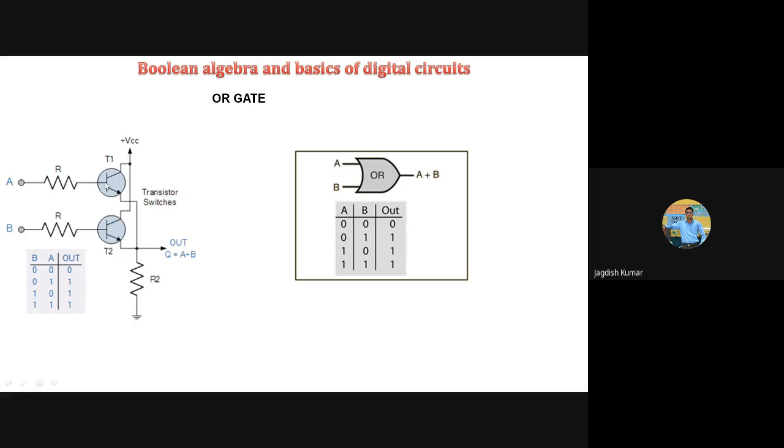So now what will happen? Whenever any one of the transistors is in the on state, there will be a flow of current through this resistance, and hence there will be a potential drop across this resistance, and that is why the output will accordingly be 1, or VCC. So that's what explains the OR gate. Either A or B, if any one of them is 1, the output is going to be 1. So that's the simple operation of the OR gate.